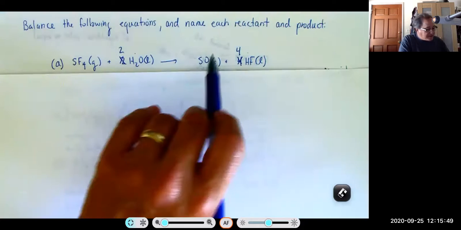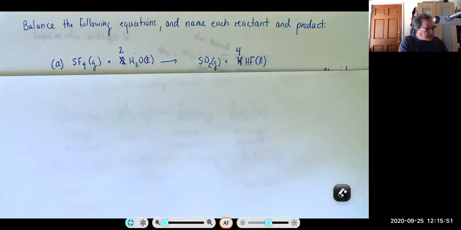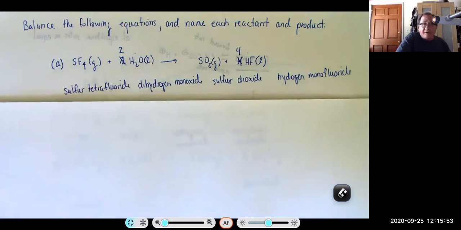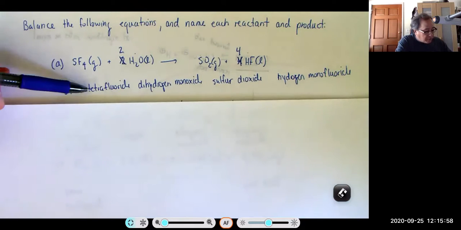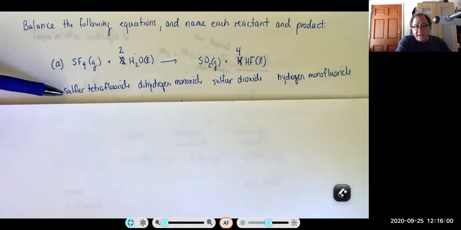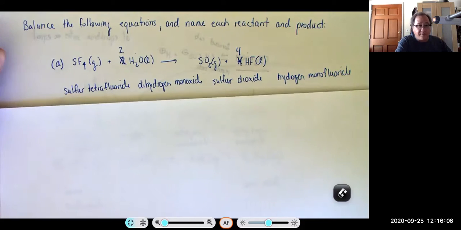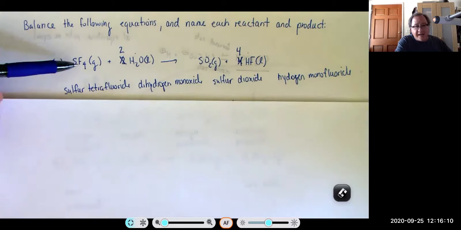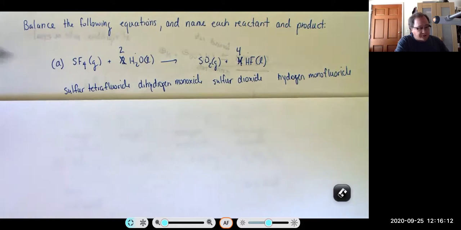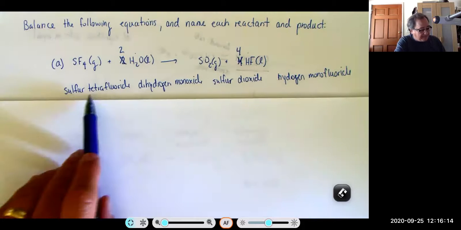Now we're supposed to name each of these. So to name each of these, we give them the binary molecular name. So this one is sulfur tetrafluoride. The first element in the formula gets the name of the element, and you use a prefix if there's more than one. The second element gets the "ide" name, and you always use a prefix. So sulfur tetrafluoride.